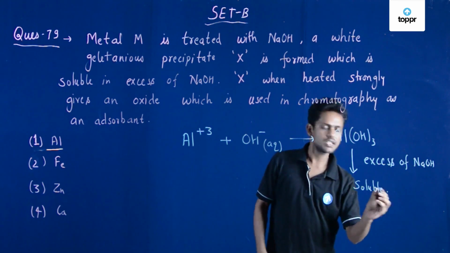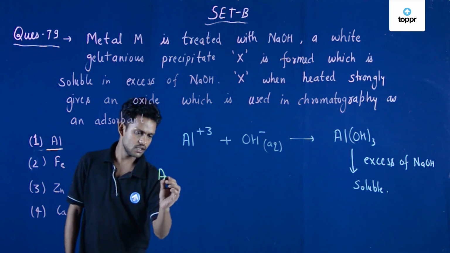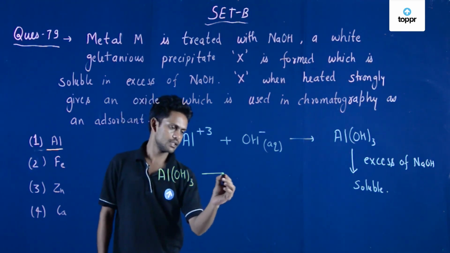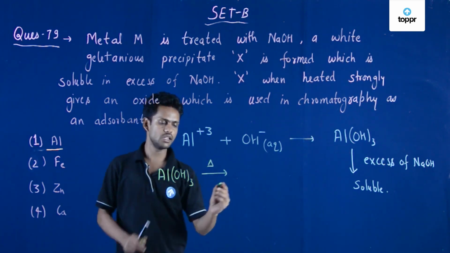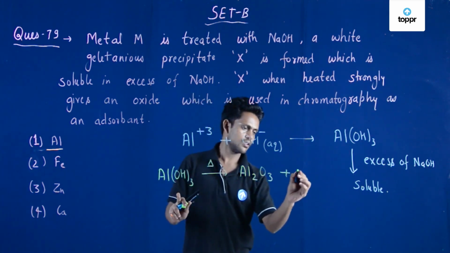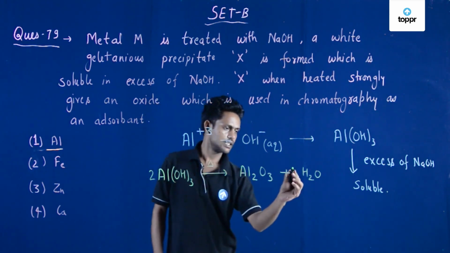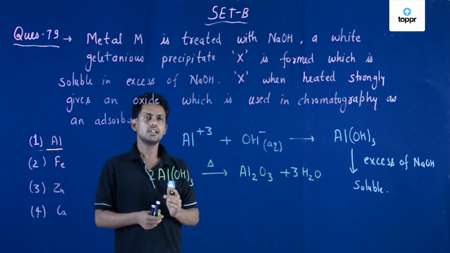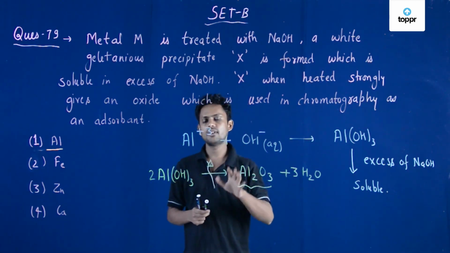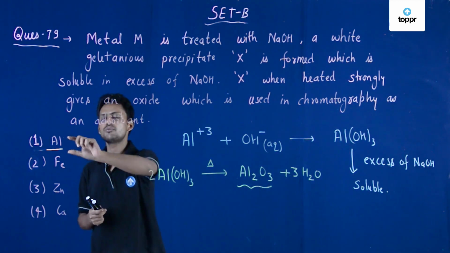Now coming to the next part, if you heat X, you are taking aluminium hydroxide, which is the compound X given in the question, and if you heat it strongly, it forms alumina and water molecules. It removes water molecules along with this, so you can write 3H2O here. This compound alumina is used in chromatography. So this was a very simple question, where in the second line, they gave you a very important hint.